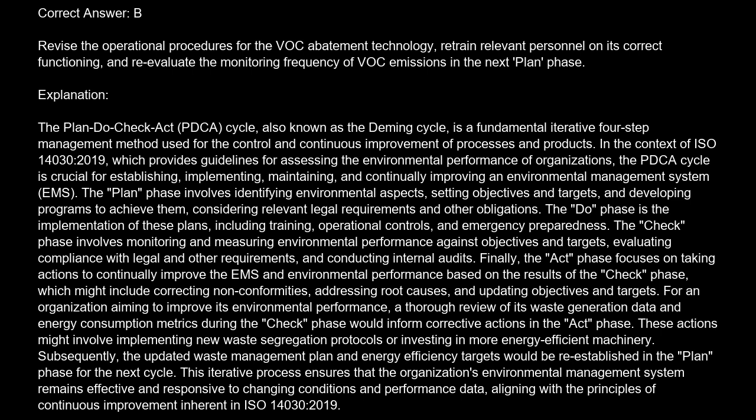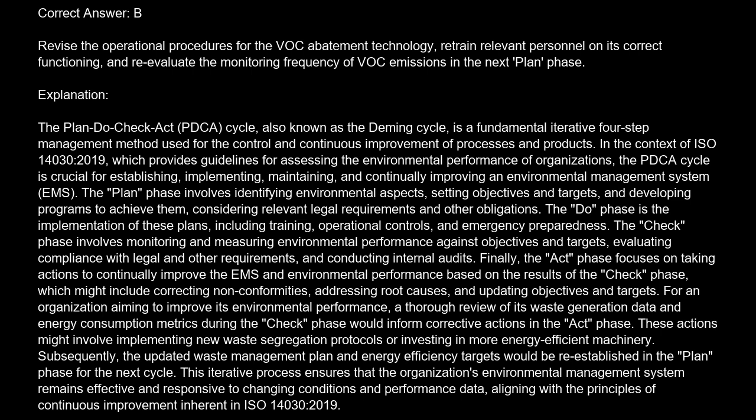The Check phase involves monitoring and measuring environmental performance against objectives and targets, evaluating compliance with legal and other requirements, and conducting internal audits. Finally, the ACT phase focuses on taking actions to continually improve the EMS and environmental performance based on the results of the Check phase, which might include correcting nonconformities, addressing root causes, and updating objectives and targets. For an organization aiming to improve its environmental performance, a thorough review of its waste generation data and energy consumption metrics during the Check phase would inform corrective actions in the ACT phase.